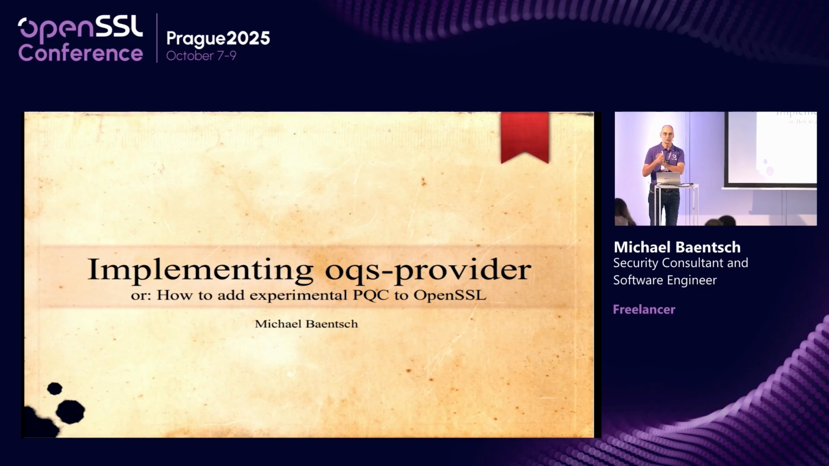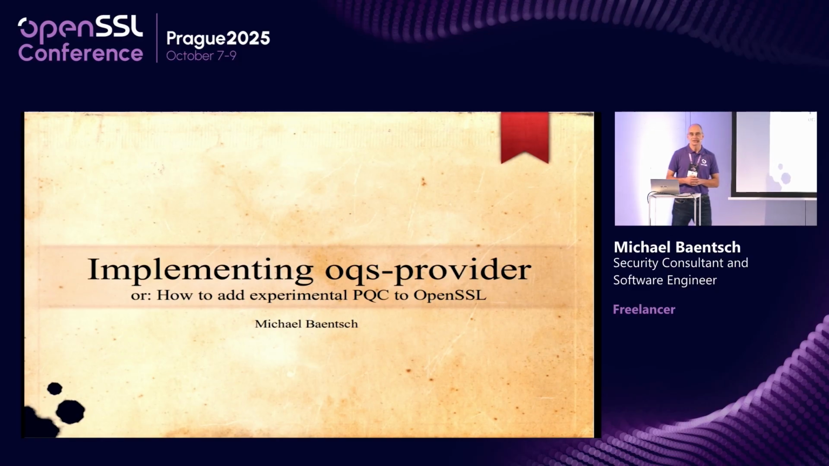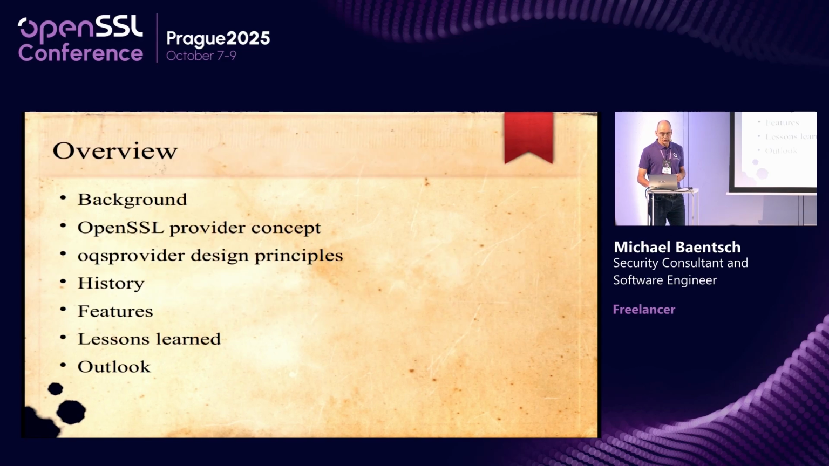Most of the introduction has already been done. So, the subtitle basically gives you the overall idea of what this presentation is about: how to add experimental post-quantum crypto into OpenSSL. This is work that has been going on for now, I would say about, well, it depends on when you start, 10 years based on the OQS project, 5 years on the oqsprovider project.